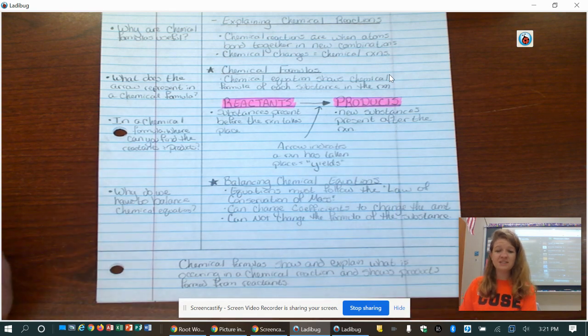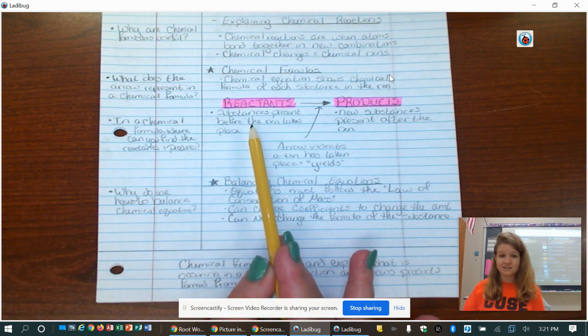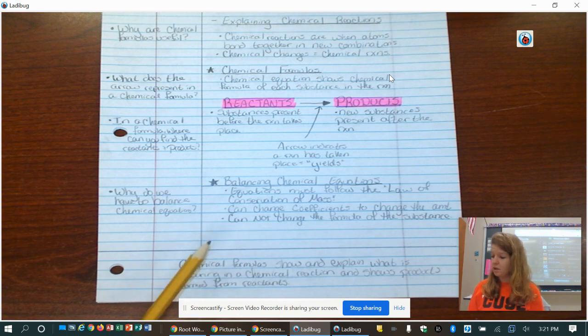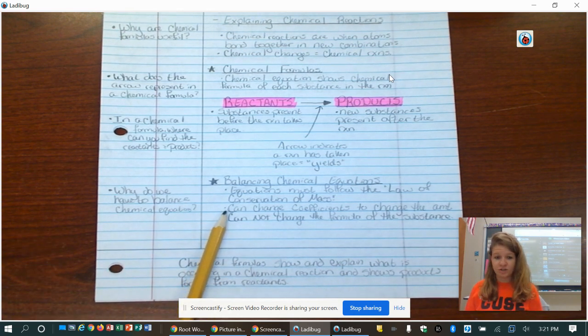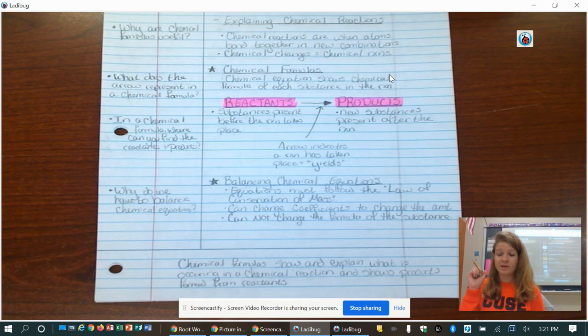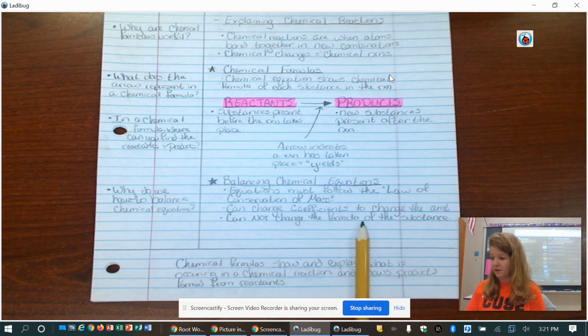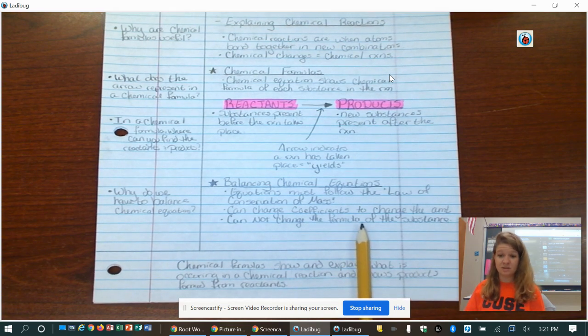Right now, I just did that intro activity yesterday to see how we did with balancing equations, but you really don't have to balance those equations on the test. You just need to know that the reactant numbers must equal the products numbers. I also read through and said I can change the coefficients to change the amounts. So I can change the number that goes in front of a molecule, but I can't change the formula of the molecule because that would change the substance. I can only change the coefficient.